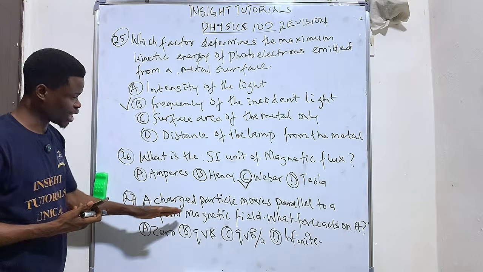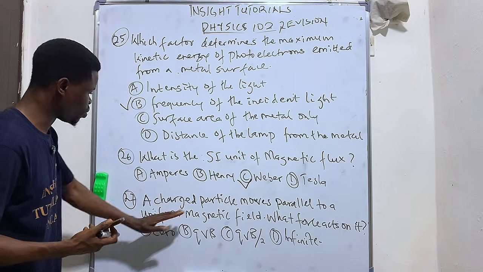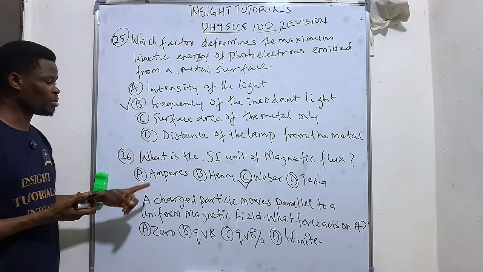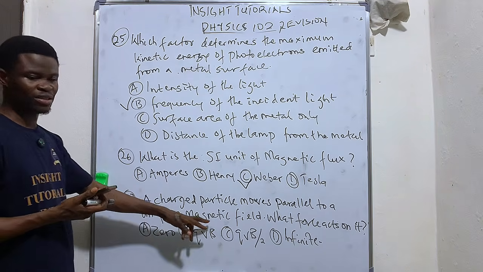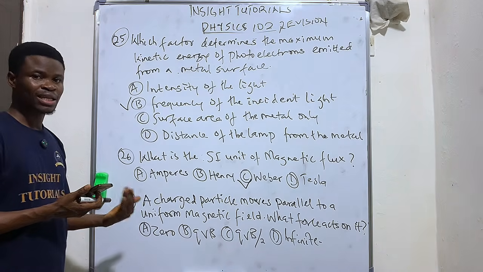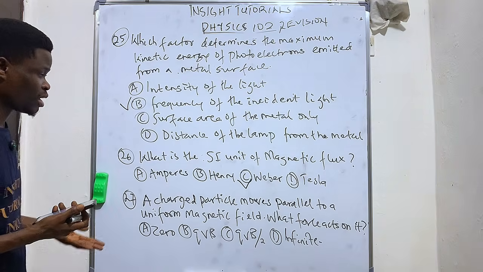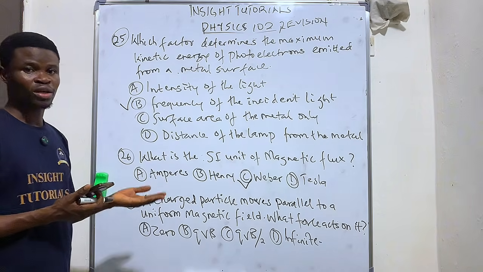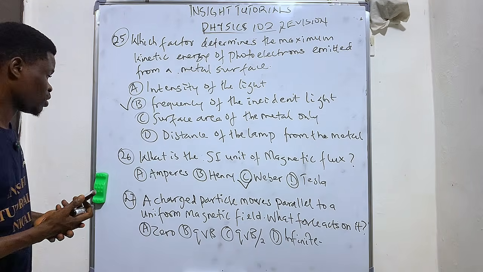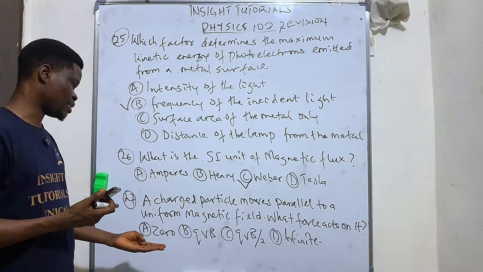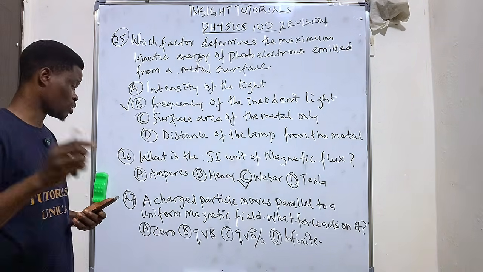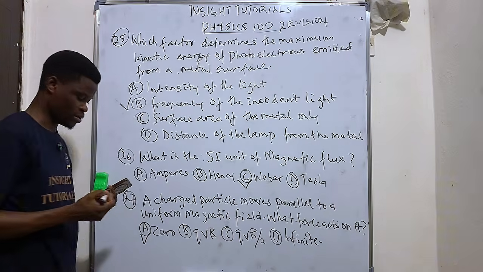Next question says that a charged particle moves parallel to a uniform magnetic field. What force acts on it? Anytime a charged particle moves parallel to the uniform magnetic field, what you need to know is that the angle it forms is what we refer to as sine 0 degree, right? And if it forms sine 0 degree, it therefore means the force is 0, because sine 0 is 0. So the correct answer there is 0. No force will act on this particular particle. So the correct answer is option A.